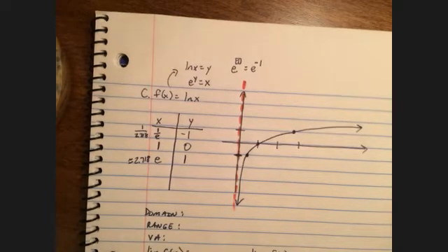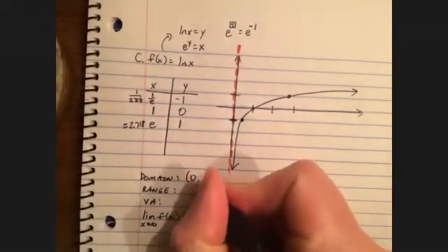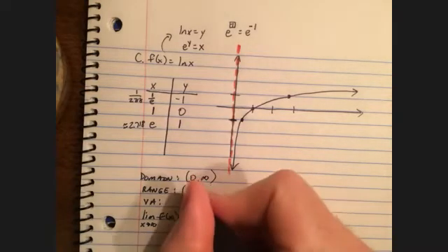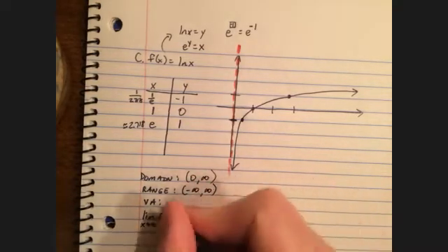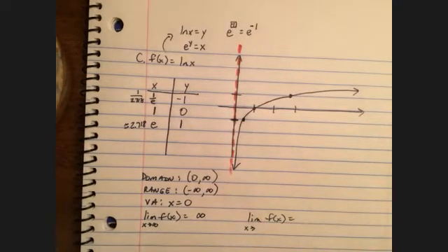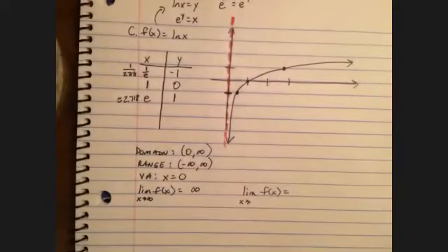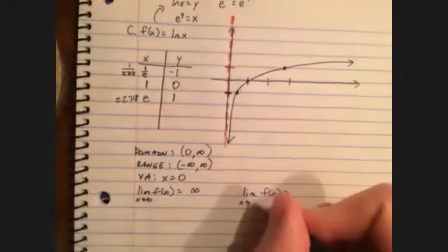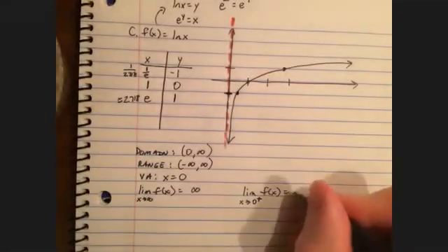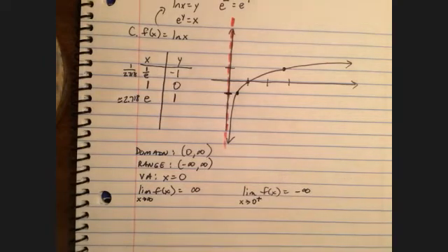So our domain is everything from 0 to infinity. Our range is all real numbers. Vertical asymptote, x equals 0. The limit as x approaches infinity of f of x is infinity. And then the x value we're looking at here for the other spot around our vertical asymptote is 0. We're going to look at it only approaching from the right. And it looks like it's going all the way down to negative infinity.